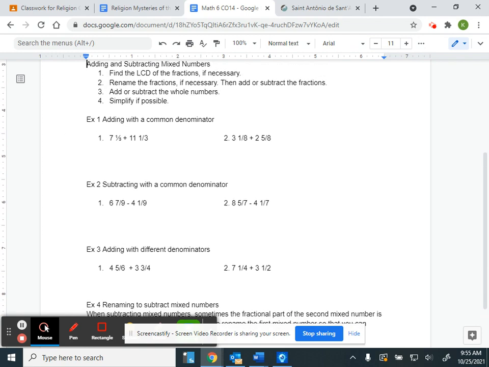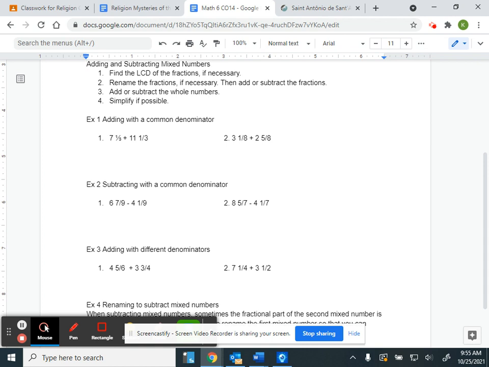So first thing you want to do, your first step is finding that LCD of the fractions if necessary. If they share a common denominator already, that step 1 is done. But if they do not have the common denominator, you need to do that step 1, find that common denominator. Then rename those fractions if necessary. If you had to multiply the denominator, multiply the numerator. Then add or subtract the fractions. Then you can add or subtract the whole numbers.